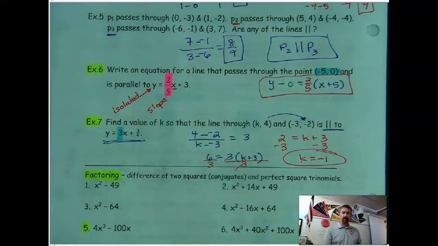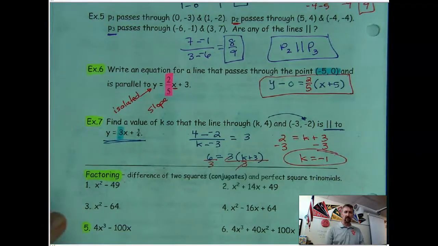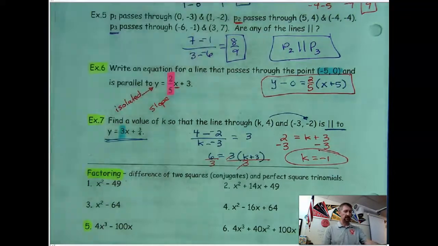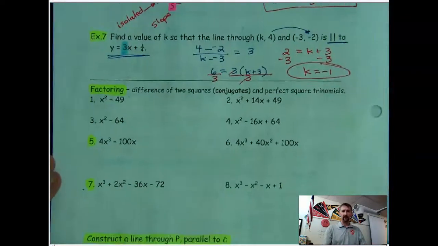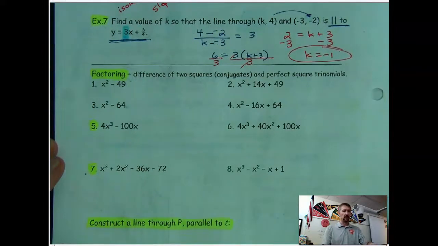Alright? So that is the new part of the lesson. Now we're going to do some review, work on some things. So factoring. Factoring is very important in Algebra 2, Algebra 2 honors. You're going to need to know how to factor.